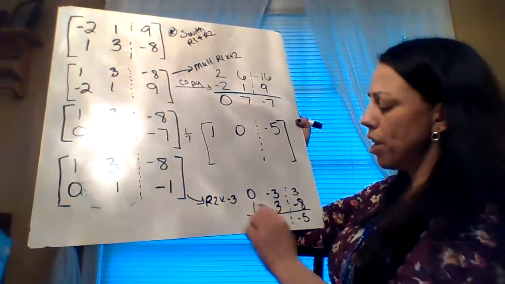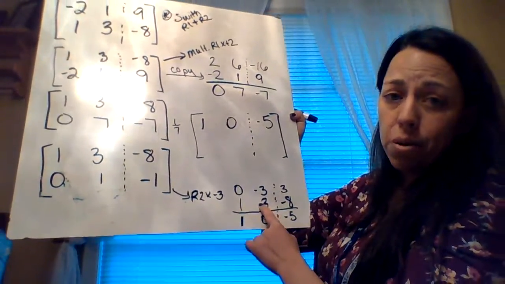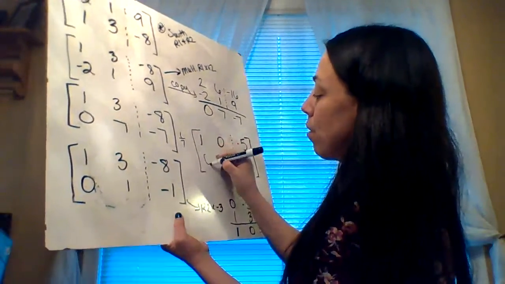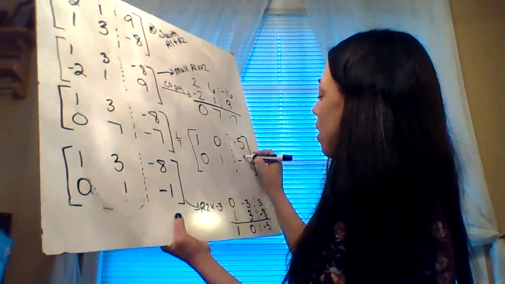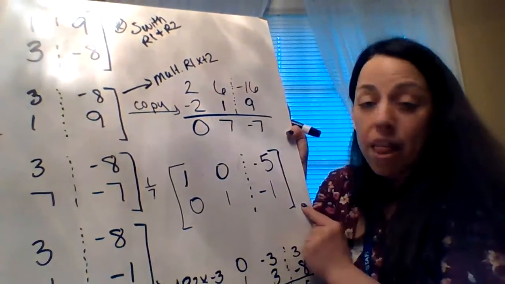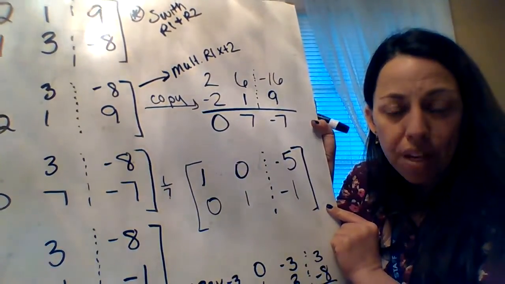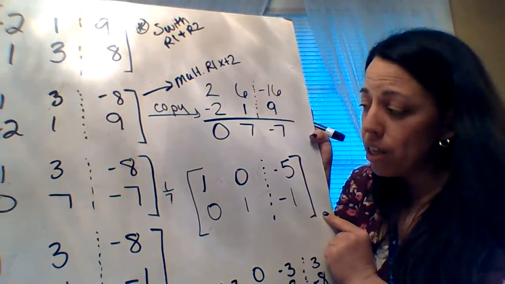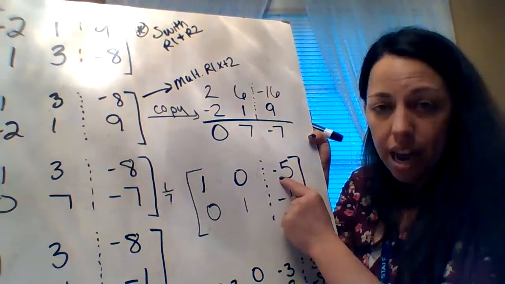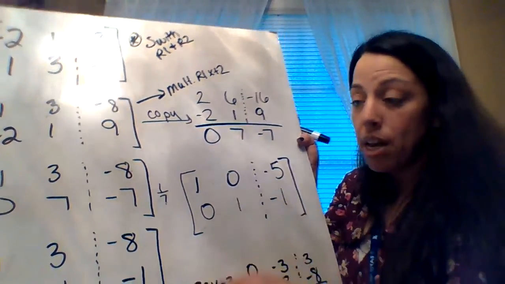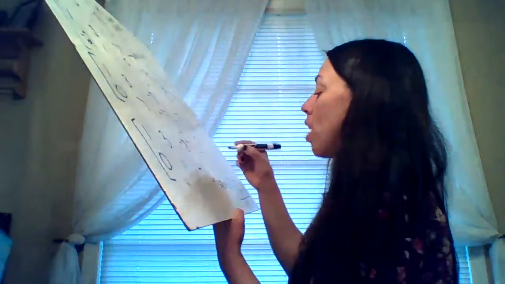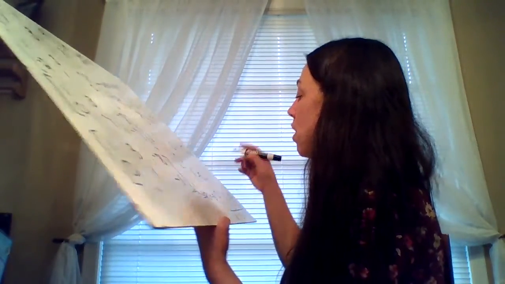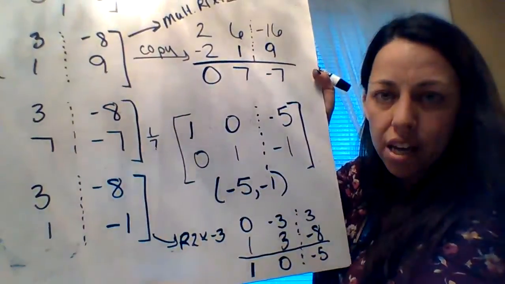Did I really want to change this bottom row, or did I just need to do that to help me out? So I'm going to leave the bottom row as this 0, 1, negative 1. This is the answer in augmented matrix form. But if I would want to know the answer to my system of equations, this says x equals negative 5 and y equals negative 1. And since we're solving a system of equations like you guys know so well, a system of equations better be listed as an ordered pair.